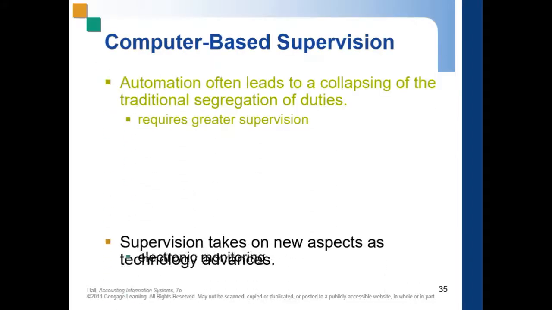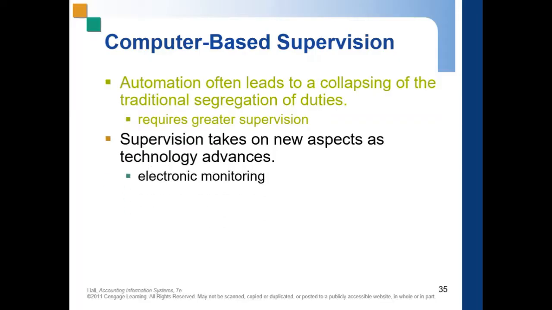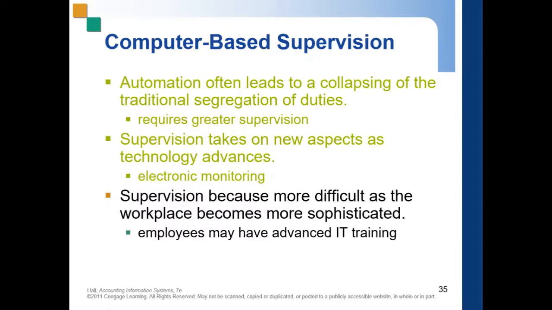Now, in computer-based supervision, automation often leads to a collapsing of the traditional segregation of duties. Thus, it requires greater supervision. The supervision takes on new aspects of technology advances, which include electronic monitoring. Another thing, supervision becomes more difficult as the workplace becomes more sophisticated. So meaning employees should have advanced IT training, especially those who are supervising, so that they really know what's going on, whether in actual or in the system.